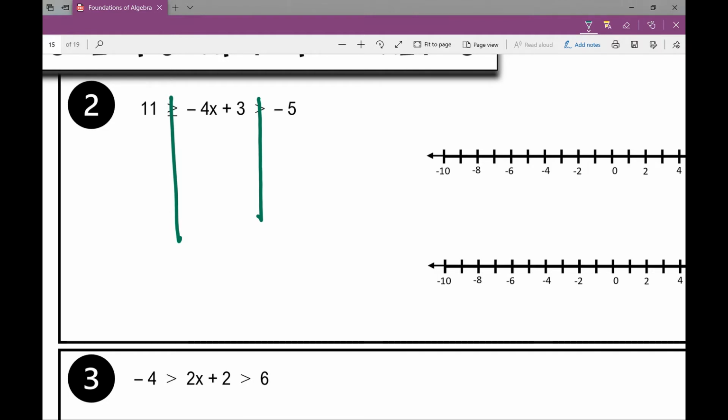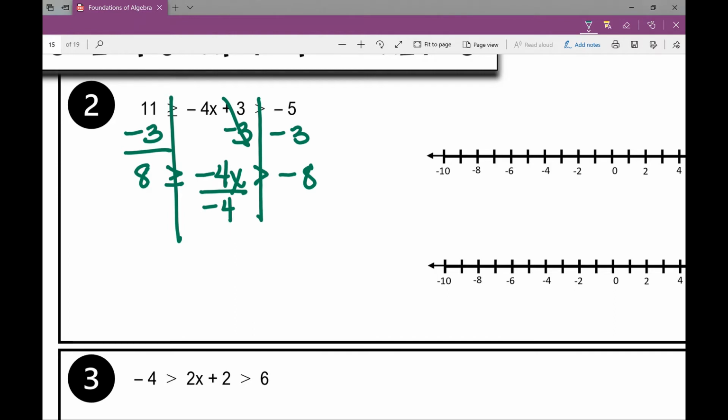I'm going to work this out the same way I do in my Algebra 1 classes. To get x all by itself, the first thing I'm going to do is subtract 3. I'm basically solving both of these inequalities at the same time. So I'm going to subtract 3 from -5, and I'm going to subtract 3 from 11. It gets subtracted from everything. So 11 minus 3 is 8, and I'm left with -4x, greater than -5 minus 3 is -8. Now I need to divide by -4 to get rid of the coefficient of x, which means everything gets divided by -4. And I'm left with x on the inside.